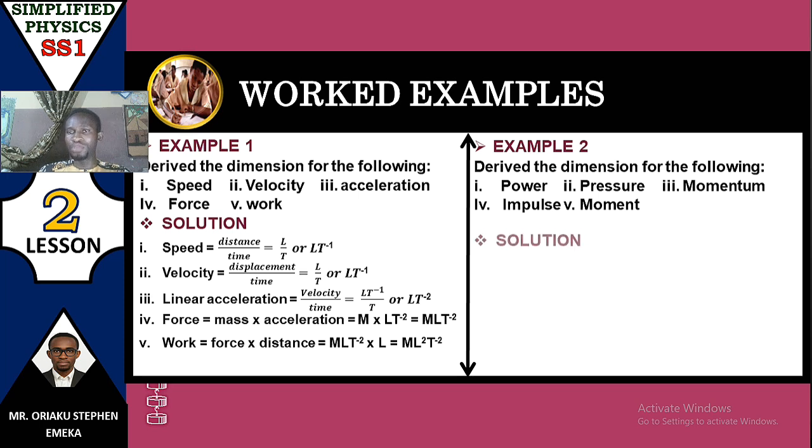Momentum is mass times velocity. So mass, we have as M, and velocity, we have gotten. So just get the momentum. While impulse is force times time. Moment is force times perpendicular distance. So let's see if you get it.